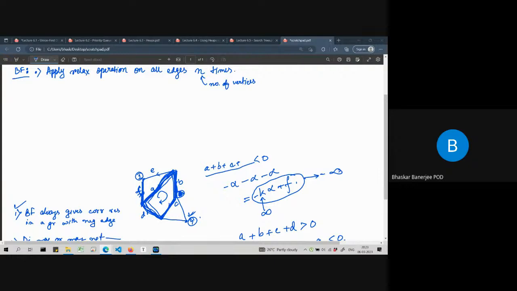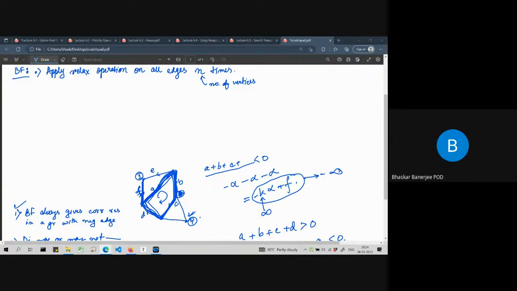So we apply the relax operation on all edges n times, where n is the number of vertices. That's what you basically do in Bellman-Ford. Now, let's say I ask you this question: given a source vertex and a destination vertex on a graph, I need to find the shortest path. That's the main question we are dealing with. In a graph with n vertices, what is the maximum possible number of edges that can be on that path? N minus one.